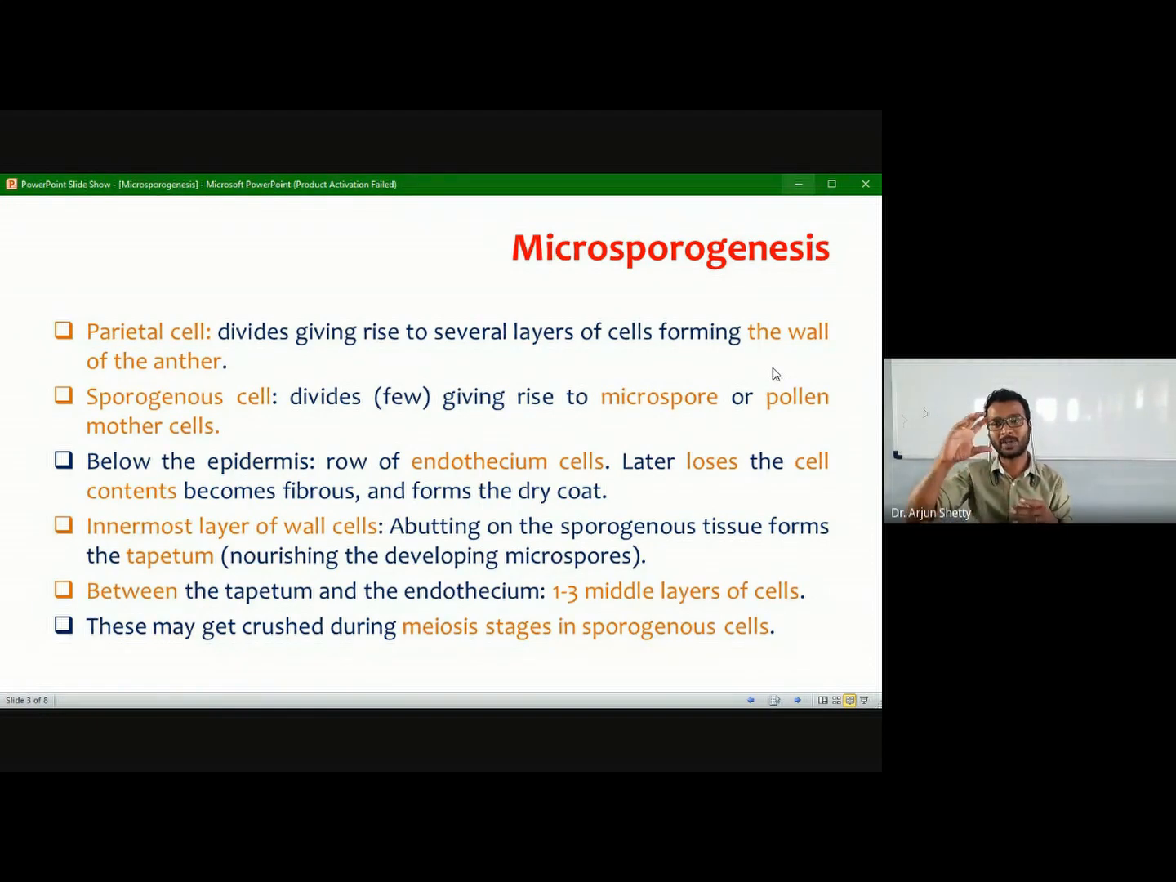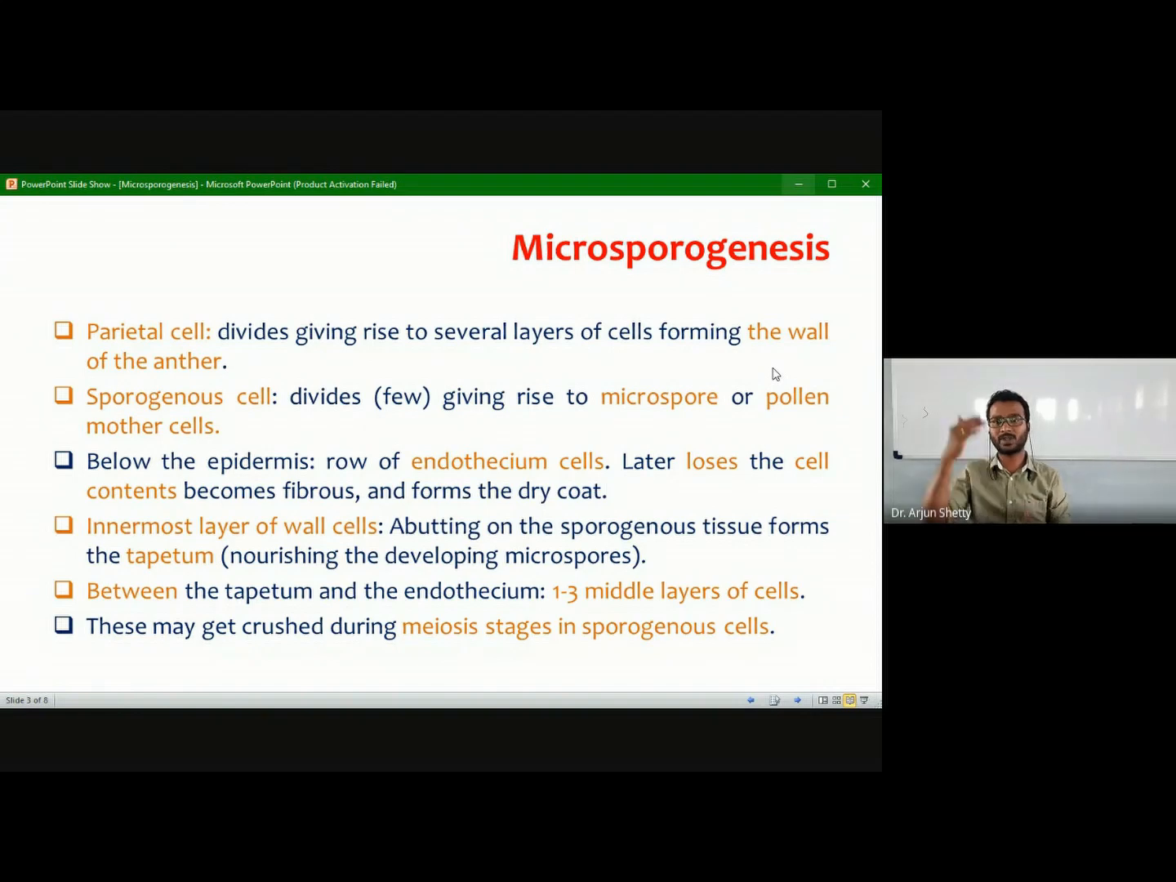This particular endothecium will lose its capacity and become degenerated as the sporogenous cells mature to form mature pollen mother cells, or when we get the mature microspores or active pollen grains. The endothecium situated below the epidermis degenerates, becomes a fibrous structure, and gets attached to the epidermis, forming a dry coat on the sporogenous cavity. And we'll show you the image of that.